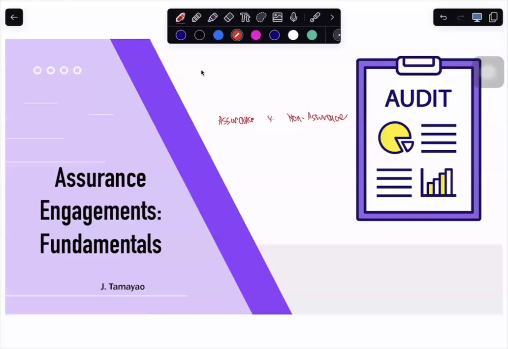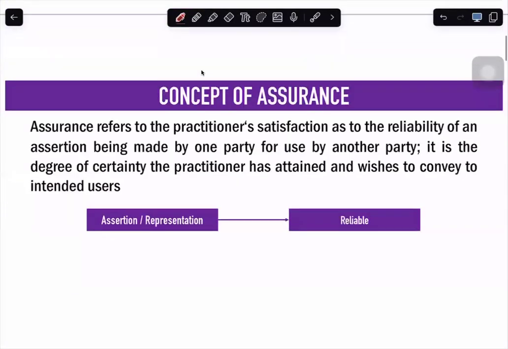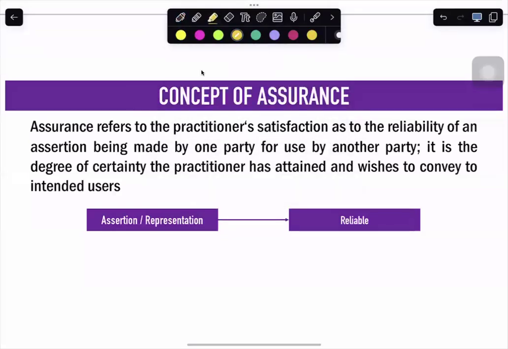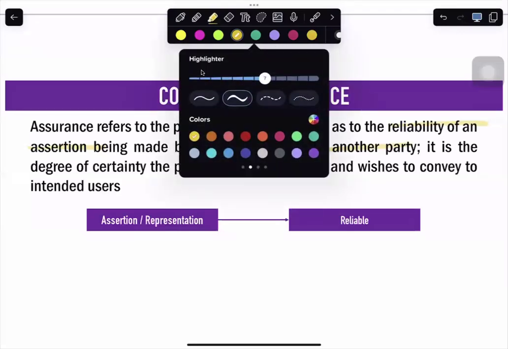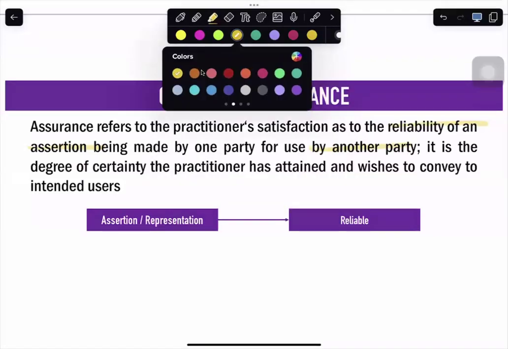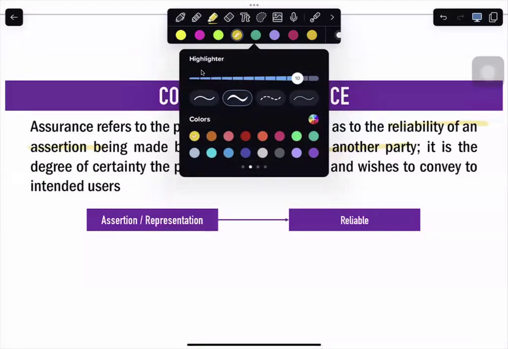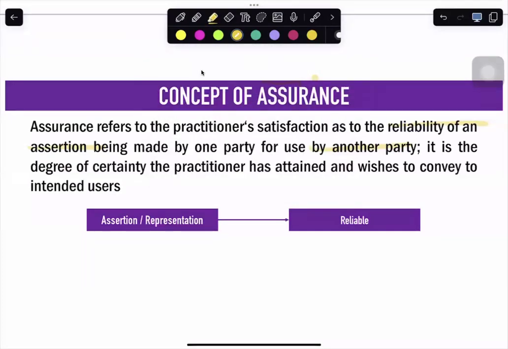So let's start. So what is assurance? Assurance refers to the practitioner's satisfaction as to the reliability of an assertion being made by one party for use by another party. It is the degree of certainty the practitioner has attained and wishes to convey to intended users.